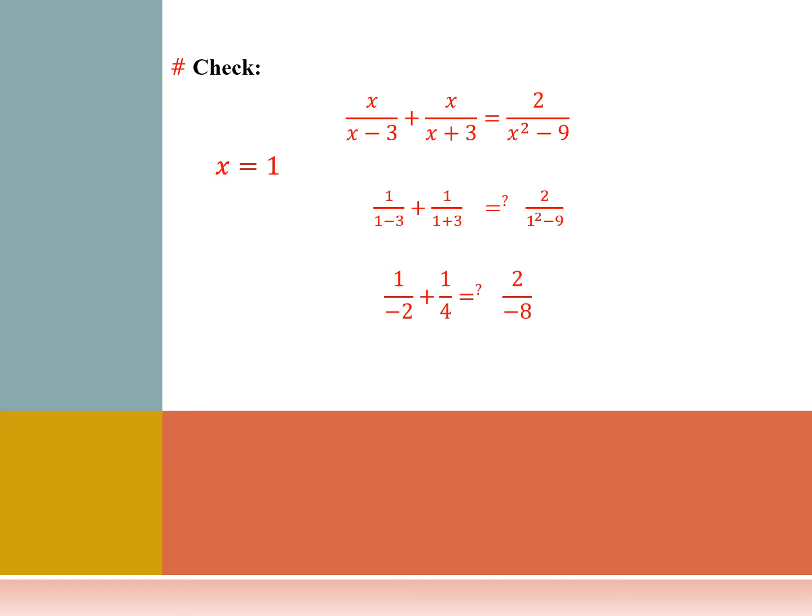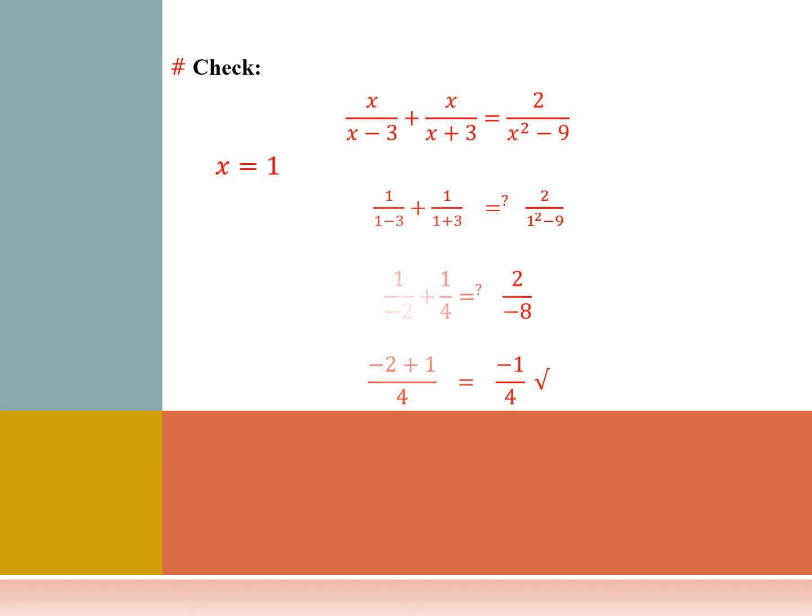So we have minus 2 plus 1 over 4 in the first part, and in the second part, simplifying 2 with 8, we have minus 1 over 4. So minus 2 plus 1 in the first part is minus 1 over 4, the same as the second part. So this is a correct solution for the equation when x equals 1.